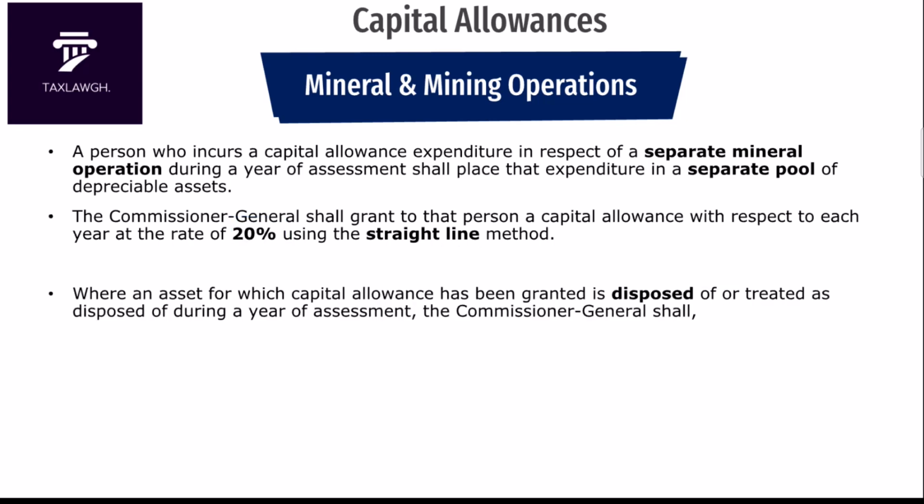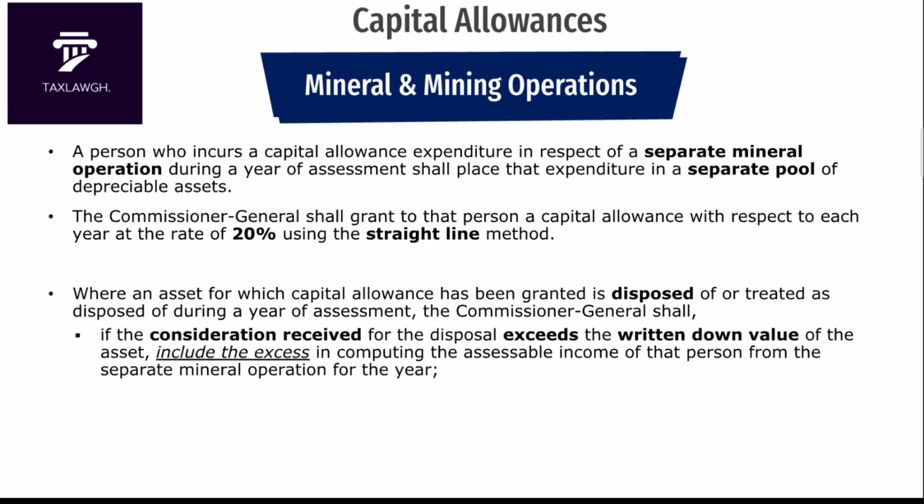Okay, and please, this is where you need to focus. What I was talking about, moment of truth has arrived. Where an asset for which capital allowance has been granted is disposed of or treated as disposed of, the Commissioner General shall what? Please watch this carefully. Shall, if the consideration received for the disposal exceeds the written down value of the amount, include the excess in computing assessable income. So for mining, remember I said for petroleum, what do we do? We include the gross consideration received, the gross proceeds in determining income. Under mining, we don't put the whole proceeds here as part of your income. It is just the gain we add.